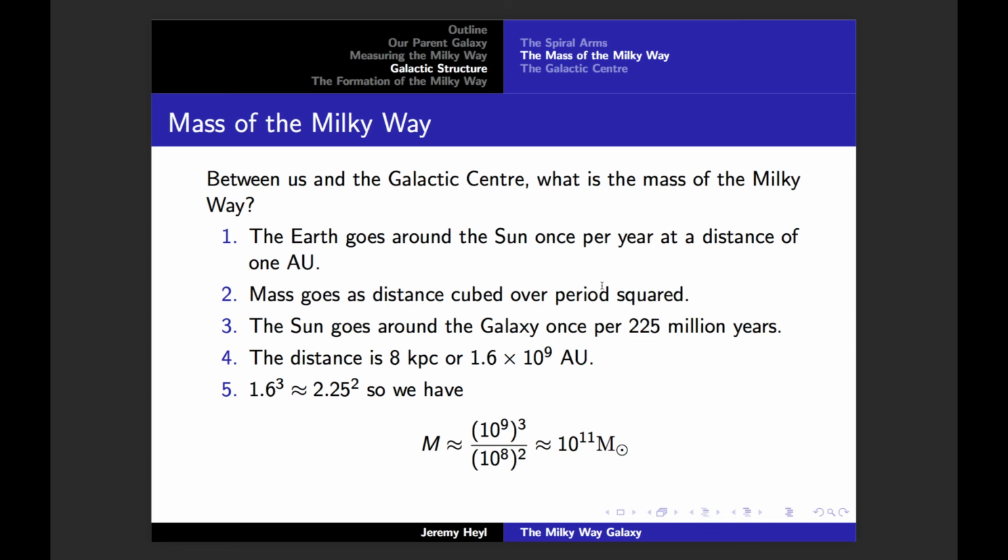So I have 10 to the 11 solar masses between me and the center of the galaxy and that ring. But if I actually count up all the stars and all the gas from their light and from their radiation, I get a number less than a tenth of this, around a tenth of it. So whatever's holding us in orbit around the center of the galaxy, it isn't the stars that we see. And it isn't the gas that we see. It's something else.